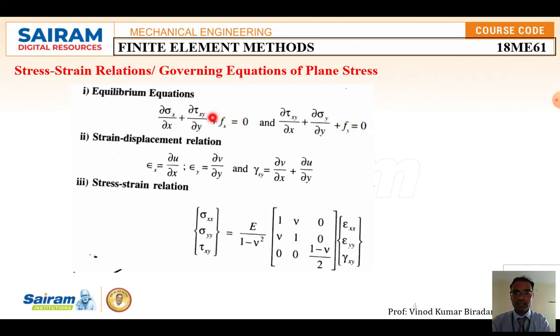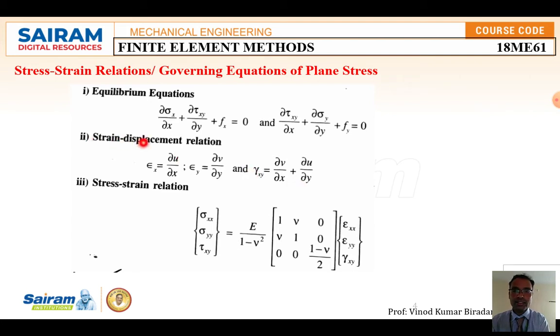The second one is the strain-displacement relation, which is also very important. Here there are two normal strains, along x and y. The strain along the x direction is epsilon x equal to dou u by dou x, and the strain along the y direction is epsilon y equal to dou v by dou y. The combination of these two gives the shear strain, gamma xy, equal to dou v by dou x plus dou u by dou y.